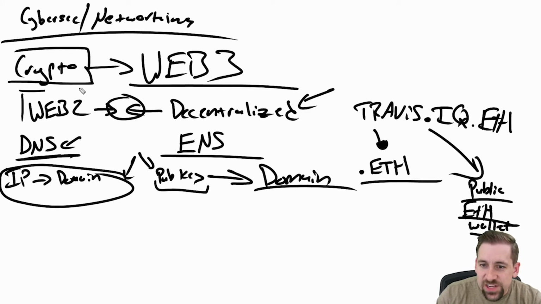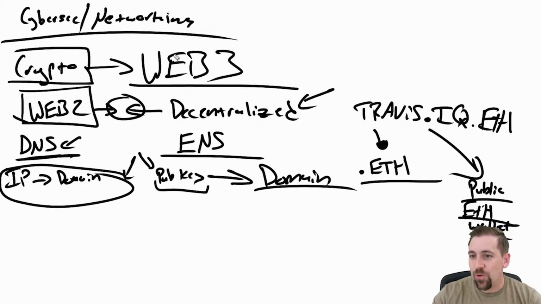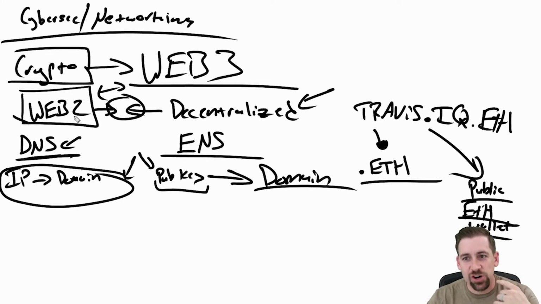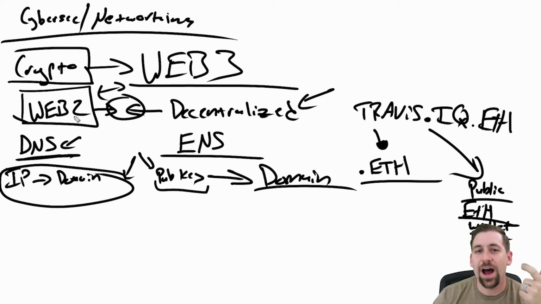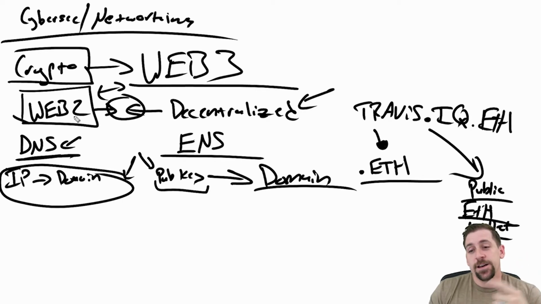Why Web 2 and Web 3 are so interrelated, and why we as networking infrastructure people, as cybersecurity folk, should be more equipped to understand this, and why we should be attempting to understand it more than we already are, probably. At least a lot of the folks in my timeline aren't spending a lot of time doing this.